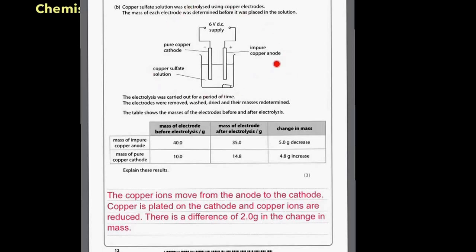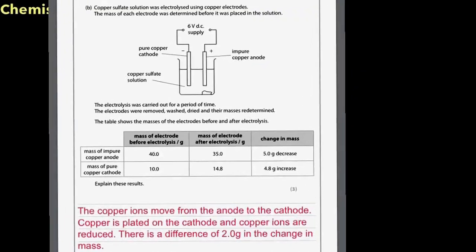This part of electrolysis and electroplating always comes up in the exam, so make sure you revise this, especially with the sludge, and you need to know the different names of the anode and the cathode, and what happens with the pure and impure cathodes and anodes, so make sure you revise this.